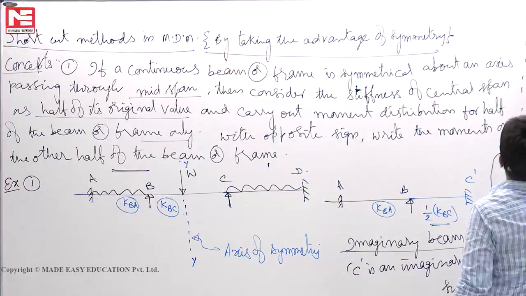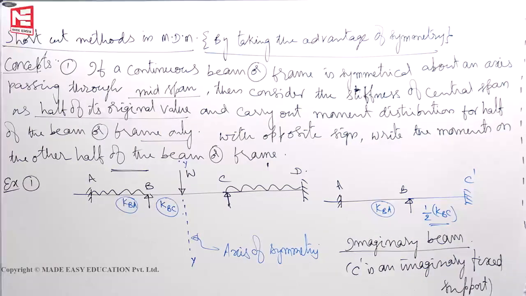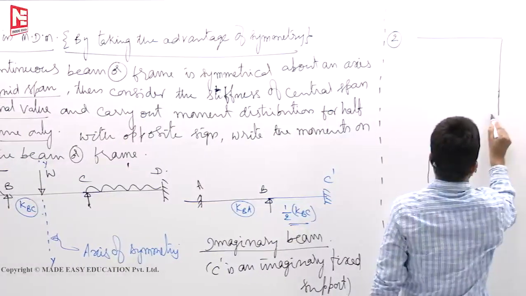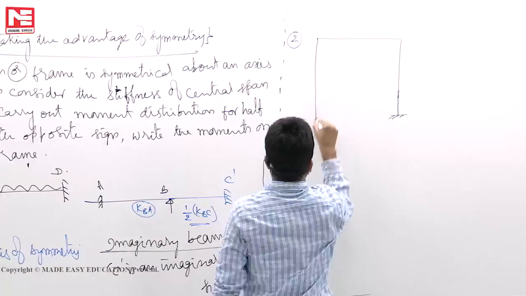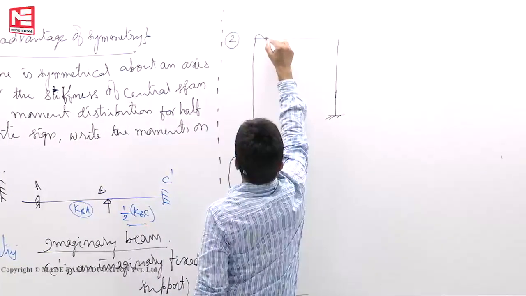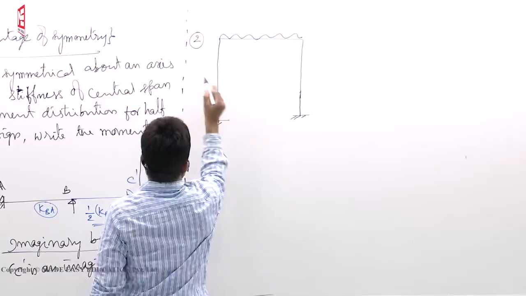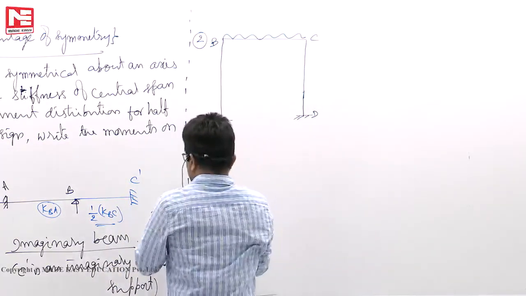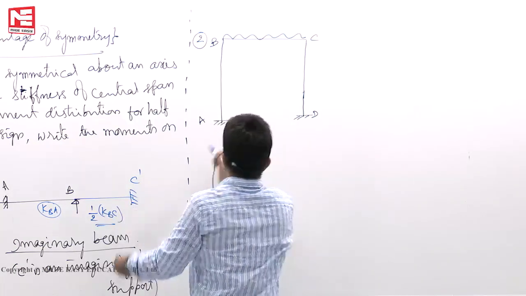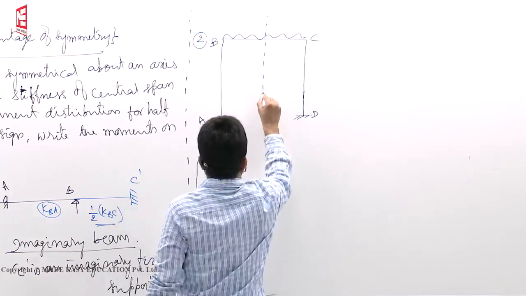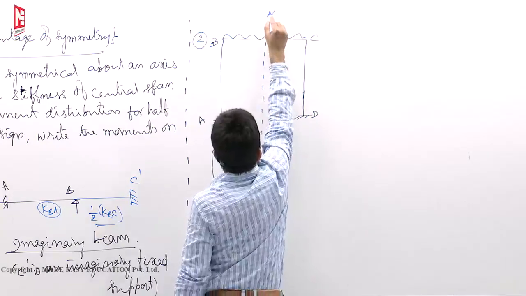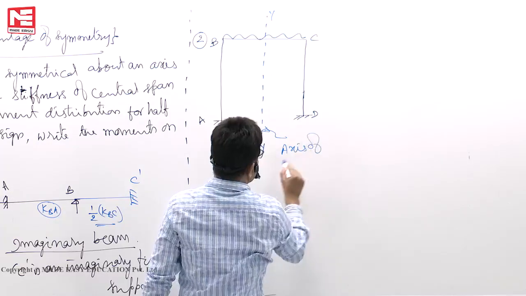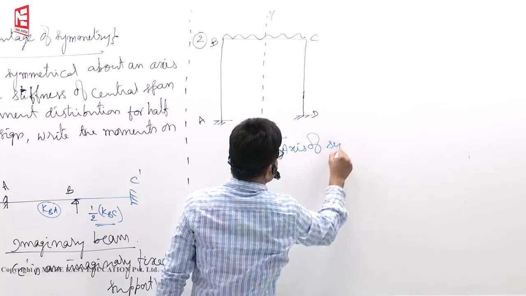Next, second point is, supposing that you have a frame, let us say, assume that we have a frame like this, subjected to some UDL here, some loading was there, A, B, C, D. Now here, this is again the axis of symmetry, YY. This is the axis of symmetry.